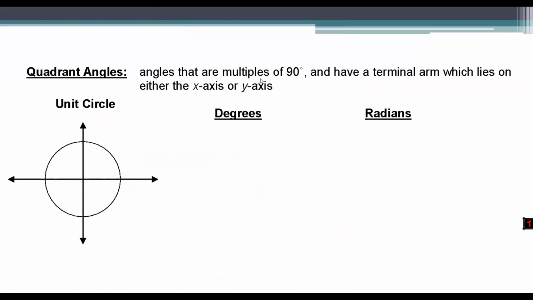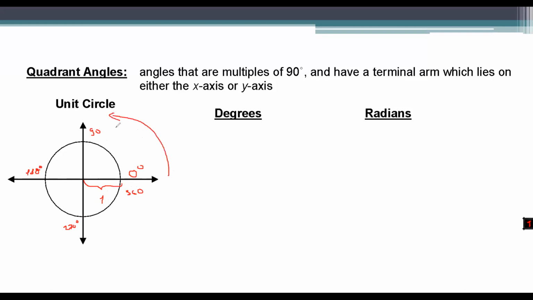Quadrant angles. Angles that are multiples of 90 and have a terminal arm which lies on either the x-axis or y-axis. That we briefly already touched on in the previous slide when I was giving you an example of how to allocate angles using the unit circle. Remember, the unit circle has an arm length equal to 1. And basically multiples of 90 are going to be 0, then 90 degrees, 180, 270, and 360 finally, and so on.